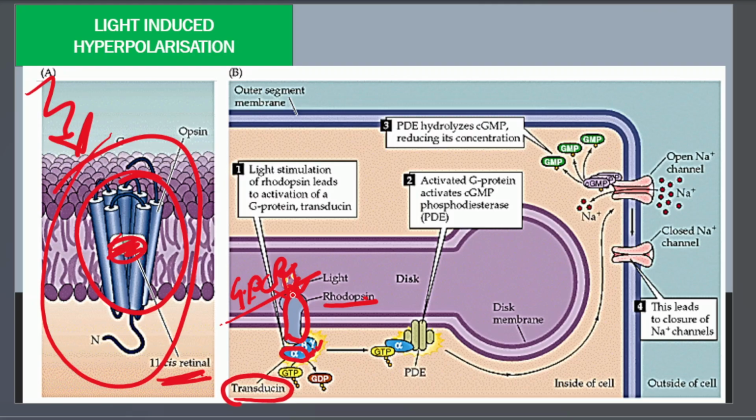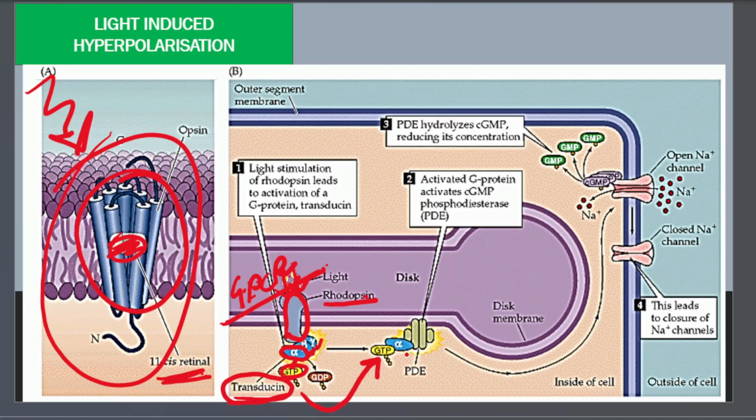When this rhodopsin is activated, it will activate transducin, which means the alpha subunit of the transducin is going to bind to GTP. Previously, in the inactivated state, it would be bound to GDP. Now, in the activated state, it will bind to GTP. So the alpha GTP complex dissociates, and it goes and stimulates another enzyme present on the disc, the phosphodiesterase. This alpha GTP complex activates the phosphodiesterase enzyme.